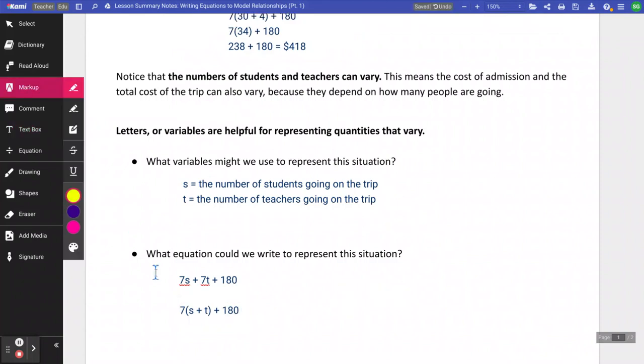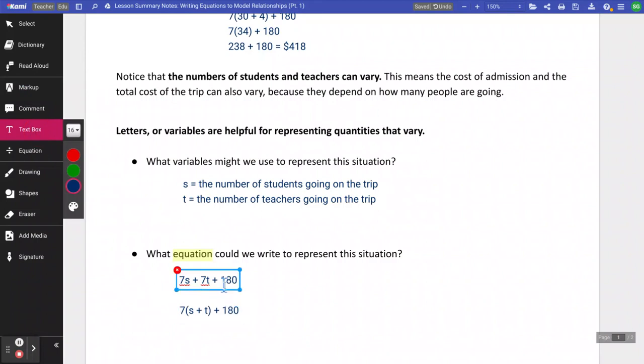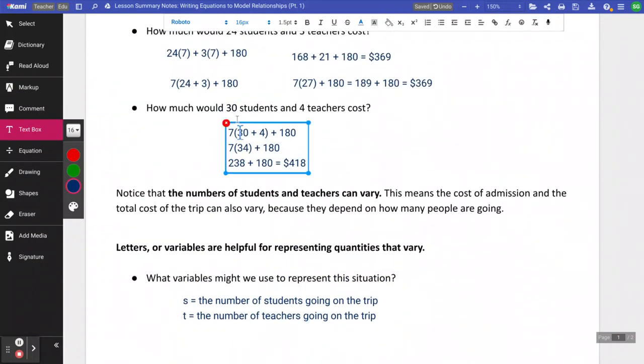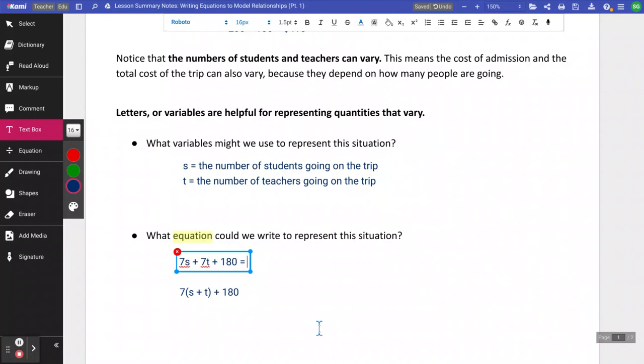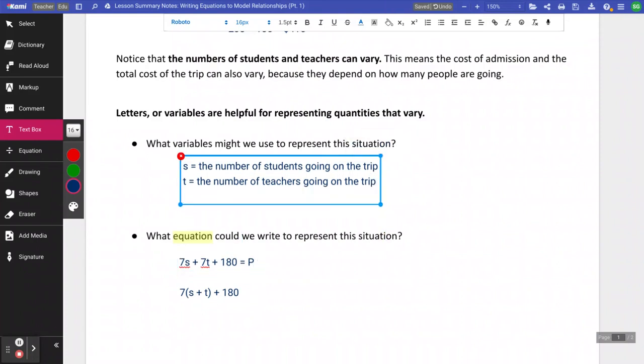Now, there's one word I want to point out in this question. That's the word equation. Neither of these things I have down here is an equation yet, because we know equations need equal signs. So I might come in and say equals, it needs to equal something. Well, when I was doing these calculations, it was me figuring out that total price, that total cost for the trip. I can't use T for total because I'm already using the letter T for teachers. So I might say equals P. And I'm going to add that to my list of variables. What do you think P is going to represent? We said it a moment ago, it's going to be that total price.